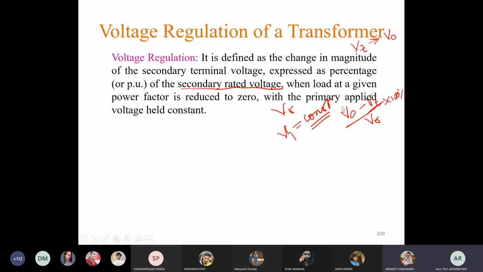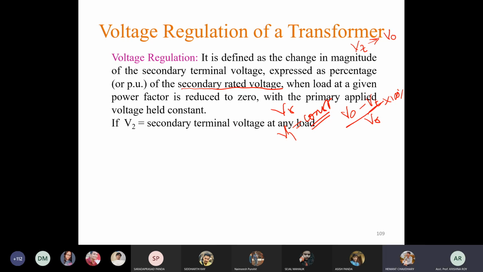Okay. Now let us see how to calculate this voltage regulation using the transformer parameters. That means the secondary output voltage, primary voltage, and the rated secondary voltage. What is this rated secondary voltage? Let us see. Let us assume that V2 is the secondary terminal voltage at any load. At any load means at any given load with a given power factor. That is how the load is defined.